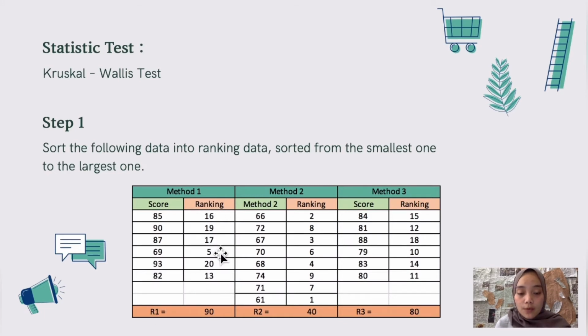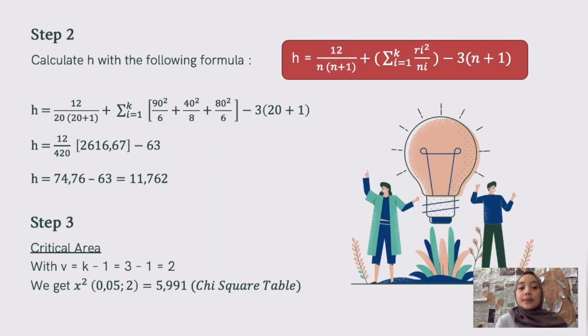For R1, method 1, we get 19 from the sum of the ranking. R2, the sum of the ranking, is 40. And R3 is 80. Okay, step 2 is to calculate H with the following formula.